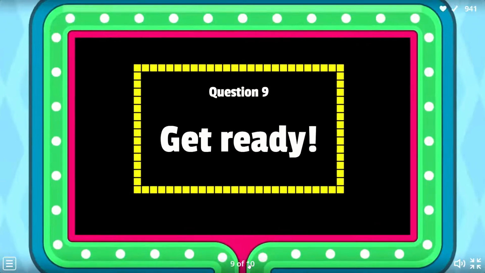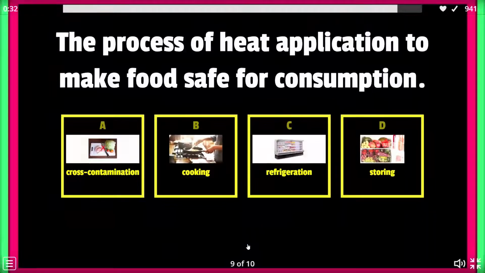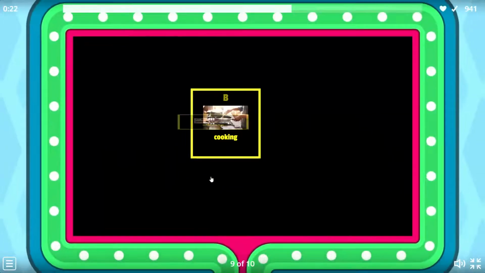Last question. So we have the process of heat application to make food safe for consumption. Is it A, cross-contamination, B, cooking, C, refrigeration, or D, storing? And the answer is cooking.